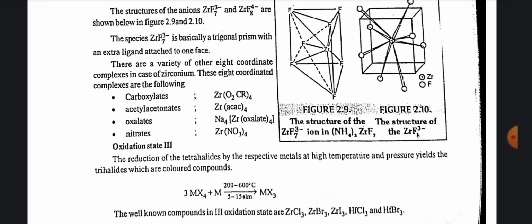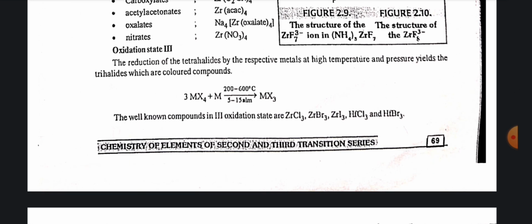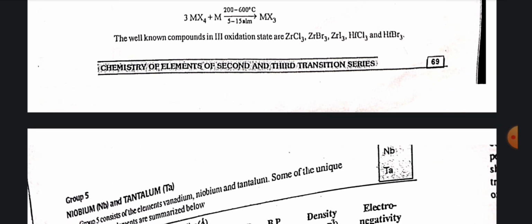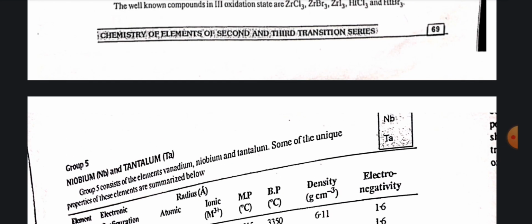The structures of the anions are shown below. The species ZrF7 3- is basically a trigonal prism with an extra ligand attached to one face. Oxidation state three. The reduction of the tetrahalides with respective metals at high temperature and pressure yields the trihalides, which are colored compounds. The well-known compounds in the third oxidation state are ZrCl3, ZrBr3, ZrI3, HfCl3, and HfBr3.